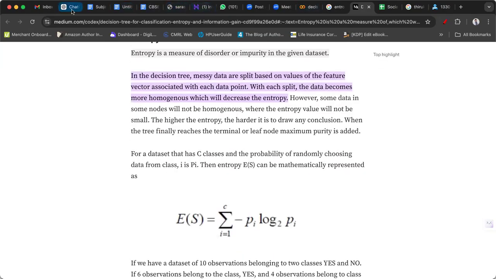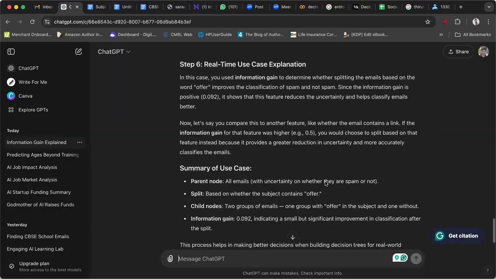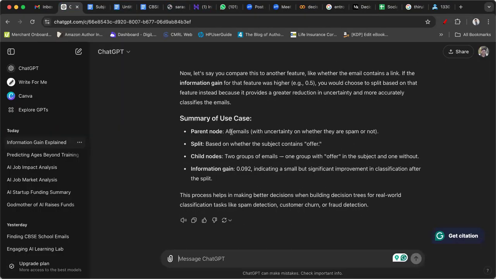So the next thing is the summary of the use case. Parent node: all emails with uncertainty on whether they are spam or not. Split based on whether the subject contains offer. Child nodes: two groups of emails, one with offer in the subject and one without. The information gain is 0.092, indicating a small but significant improvement in classification after the split. Okay, these four steps are happening.